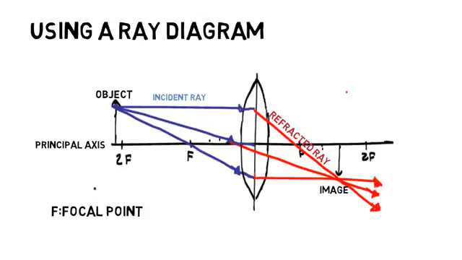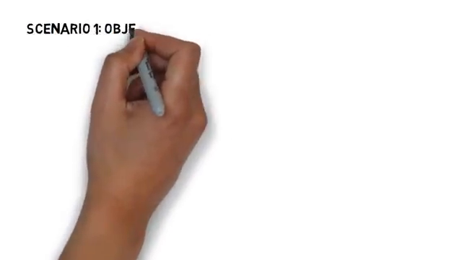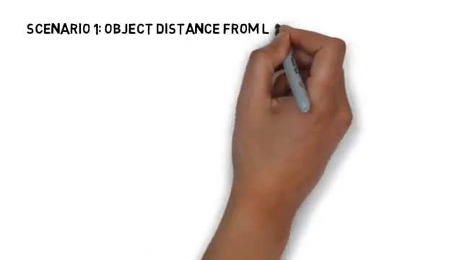Like we stated earlier, the resulting image varies depending on the object's distance from the lens, and we will show you 3 different scenarios. So let's start with our first scenario, where the object's distance from the lens is greater than 2f.